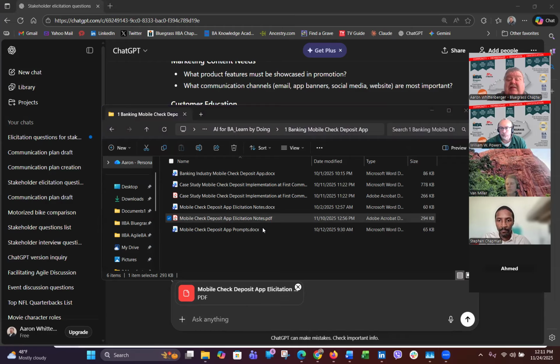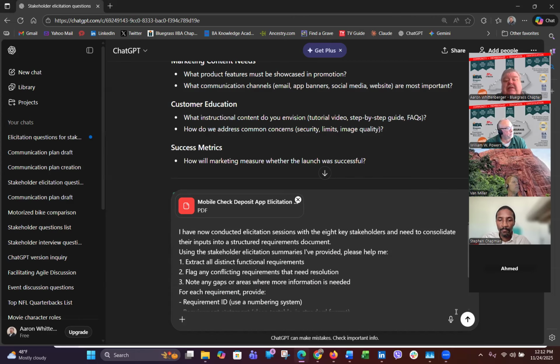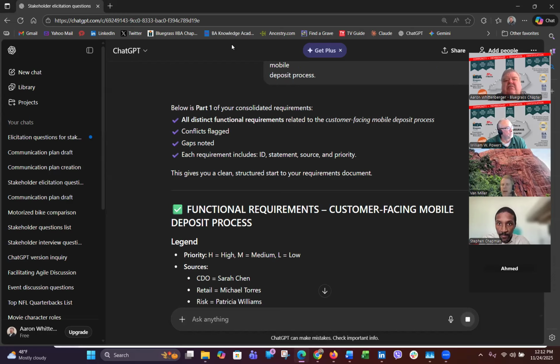I also have it in a Word document. So there's that. And then for the second prompt, we have a very well structured prompt asking for functional requirements. So again, load the document in. You could put the prompt in the very same prompt and everything, and then let her rip. Did you put the elicitation notes in the chat? I did. Yes. I didn't see it. You should see an elicitation notes PDF.